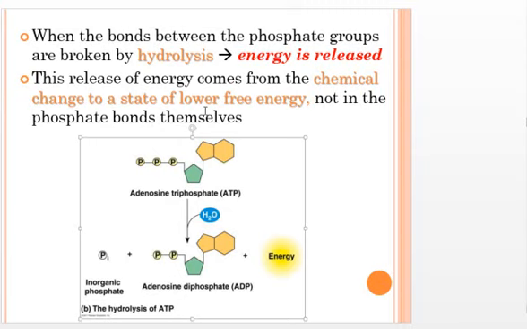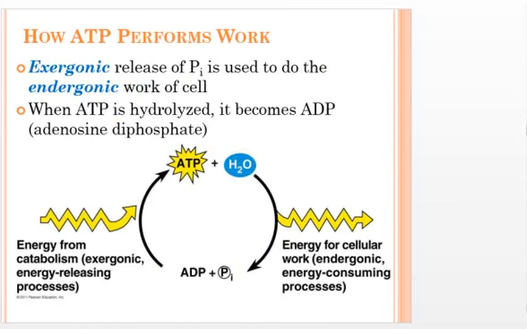And when that happens, the parts of the water molecule will bind to the phosphates, and energy will be released. And the release of that energy basically comes from the chemical change to a state of lower free energy, not in the bonds themselves. And this is important. So the energy is stored in the chemistry of these bonds, but it's not the bonds themselves. When that energy is released, the chemistry of the bonds changes. So hopefully that makes sense.